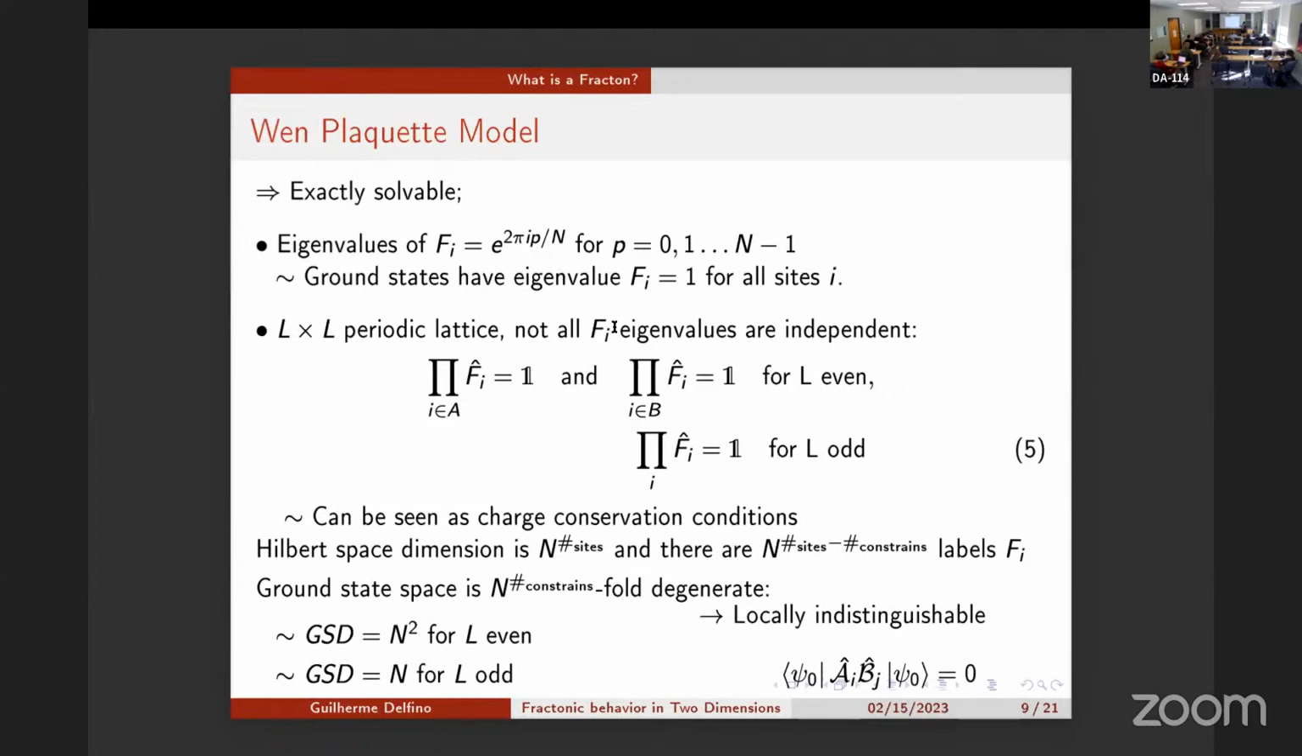We can make this counting, it's very simple. We know that the Hilbert space dimension is just n, which is the local Hilbert space dimension, to the power of the number of sites that we have. And if we want to label them with these Plaquette eigenvalues, we have to take into consideration the constraints. We have a one-to-one correspondence with the sites, but then we have to subtract how many constraints we have. So this gives us the ground state degeneracy. In particular, every state in our Hilbert space sector has this degeneracy. So for L even, the ground state degeneracy is equal to n squared. And for L odd, the ground state degeneracy is just equal to n.